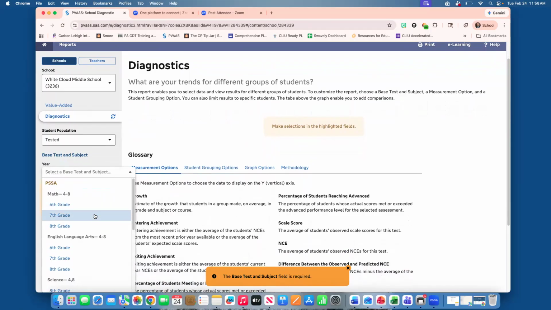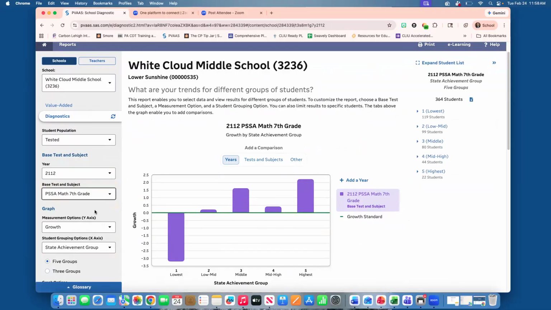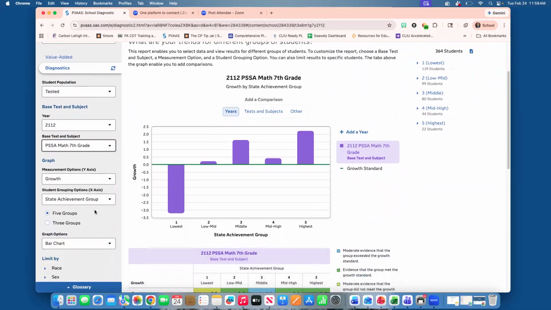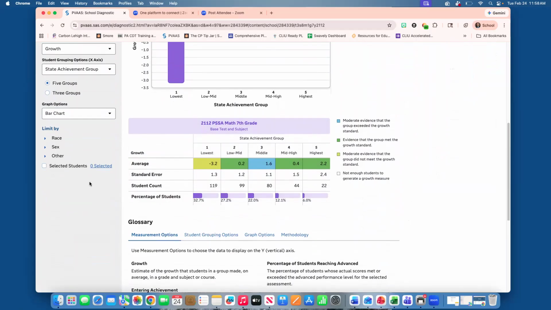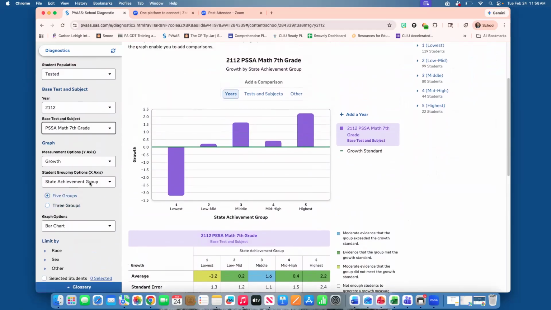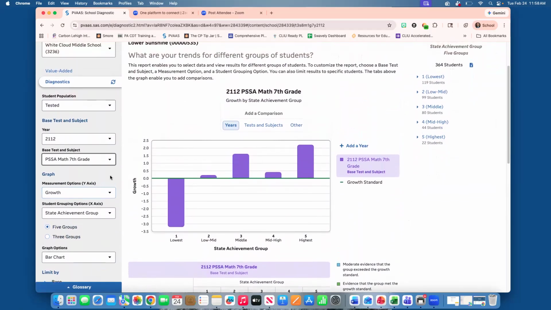So I'm going to click, I'll go 7th grade. You can also click some different options here on the left-hand side, but for right now, we're just going to look at 7th grade math. And what I notice here is that I have different numbers from the lowest all the way up to the highest, numbers 1 through 5. So this report shows us how the lowest group of students in the state, lowest is 0 to 20% of students in the state at the lowest achievement group.